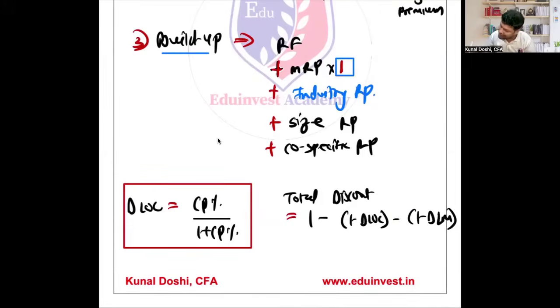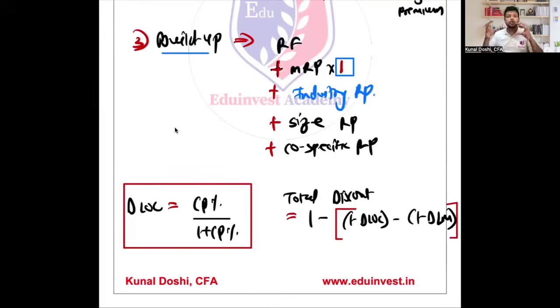This together will be my total discount. So when I take both, what is going to be my total discount? My total discount will be a combination of both. So here we don't add it. It's a cumulative function. So we have to adjust for both, for lack of control and lack of marketability. This will happen when both are present. If they give you both, you will have to adjust for both of them.